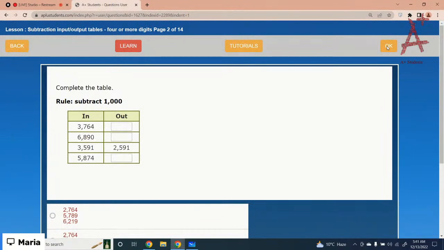Okay, the next one is you have to subtract 1000. So which of the option is the correct one? The thousand digit for this one is 3. 3 subtract 1 is 2. It would be 2764, 5890.